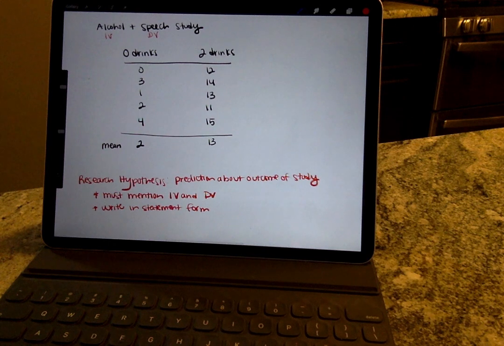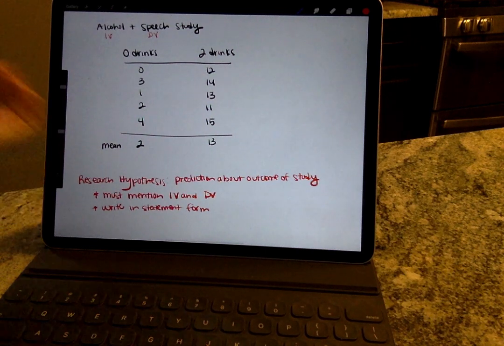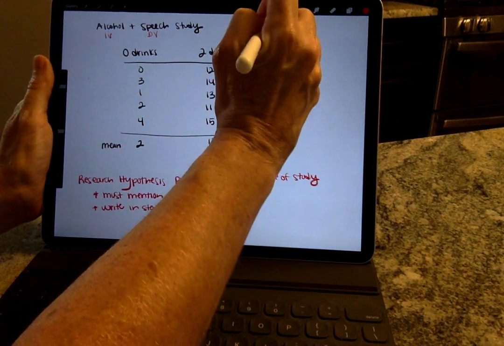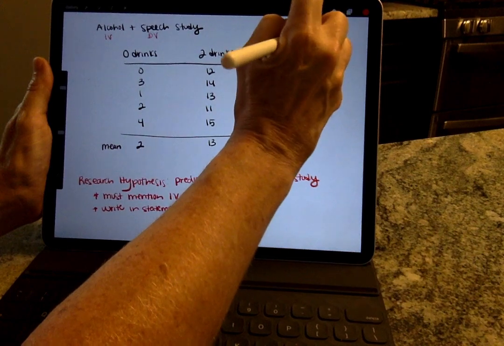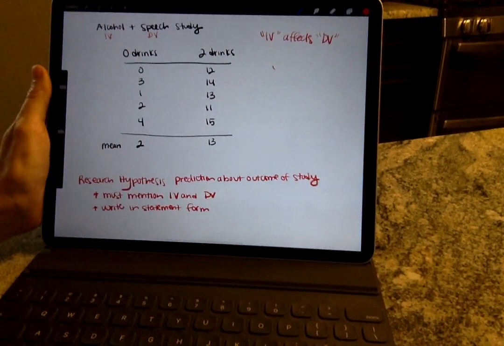I have kind of a shortcut for doing predictions, and you can use this. Again, this is going to be for most of the semester. It'll change up a little bit when we get towards the end, and of course I will alert you to the change. But basically for most of the semester, you could use the following kind of shortcut. Independent variable affects dependent variable.